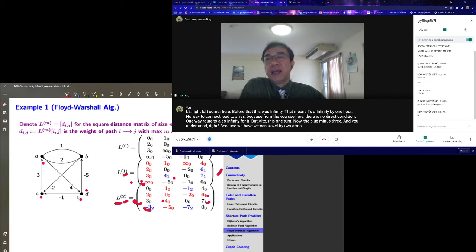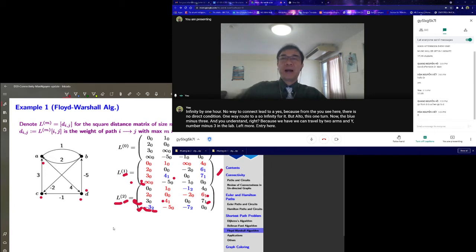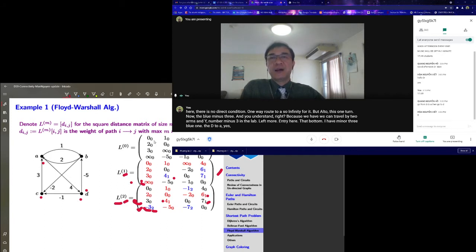And why number -3 in the leftmost entry here, left bottom, -3, blue one from D to A? Yes, because the first column in A, D to A, and you see we can go via not B, you see, and -5, and you get +2, and you get -3. That means you get one route, one way, DBA.